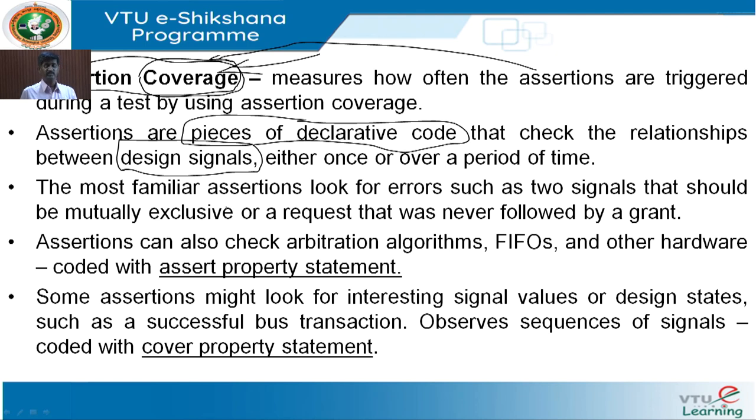Most familiarly, we look for errors where two signals occur as mutually exclusive, or where we make a request which is never followed by a grant. So we had a request which is never followed by a grant. Mutually exclusive means that, if it is mutually inclusive, then both have a good synchronization principle. If both are mutually exclusive, then there is no synchronization. That synchronization may lead to a larger number of asserting problems or asserting errors, which may be derived in different aspects of your design signal values.